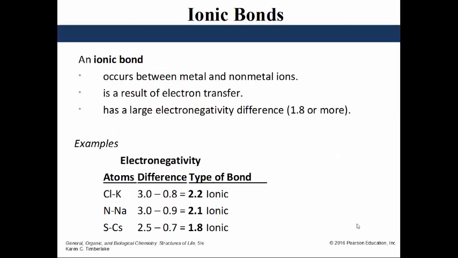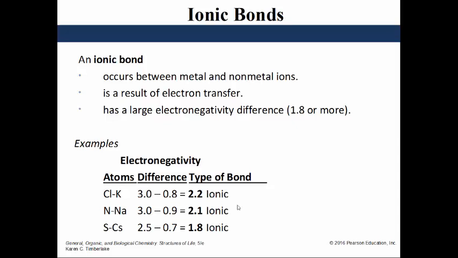All right, let's talk a little bit more about the traits of an ionic bond. These will occur between metals and nonmetals. These are formed as a result of an electron transfer, either gaining an electron or losing an electron. And these bonds have a very high electronegativity difference, 1.8 or higher. Some common examples: chlorine and potassium. That difference is going to be 2.2, so that forms an ionic bond. Nitrogen and sodium, 2.1 difference, ionic.